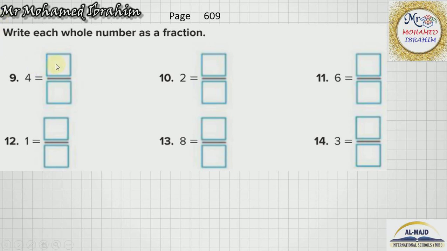Okay? So, what is the number divided over another number that gives you 4? You may write 8 over 2, excellent. You may write 12 over 3, because 12 over 3 gives you 4. 16 over 4 gives you 4. 20 over 5 gives you 4. Try to do the rest.